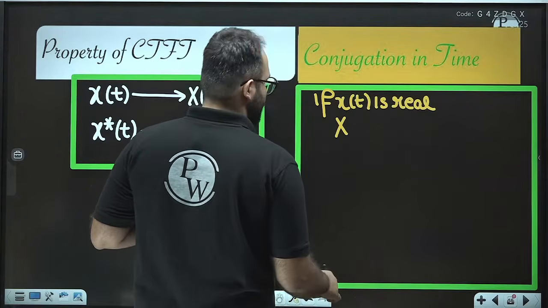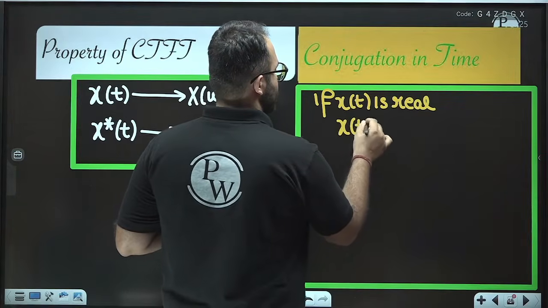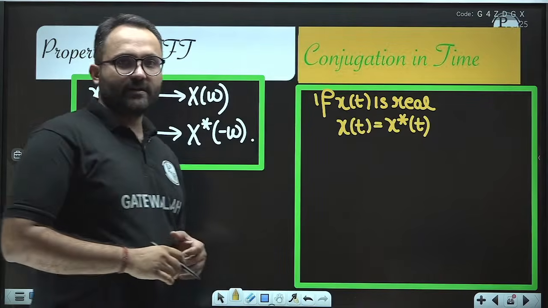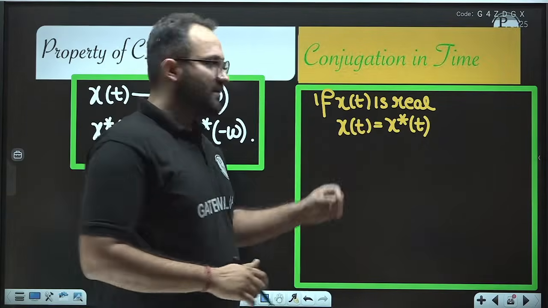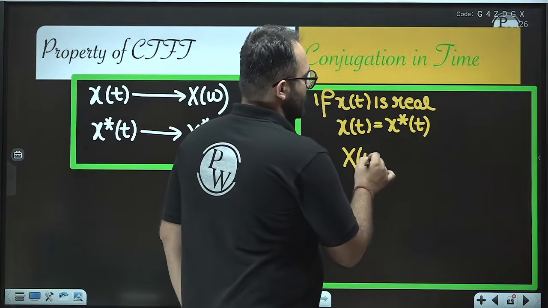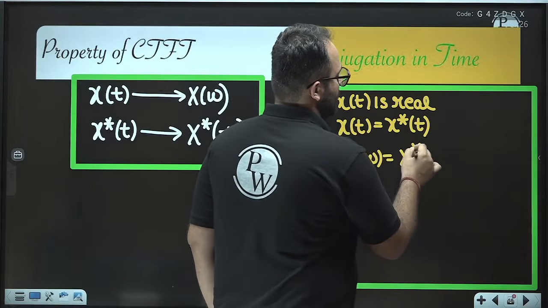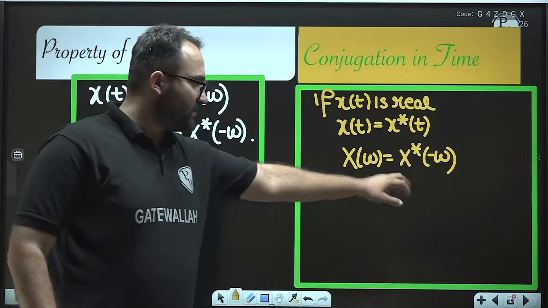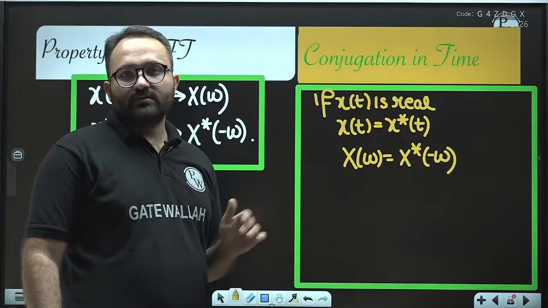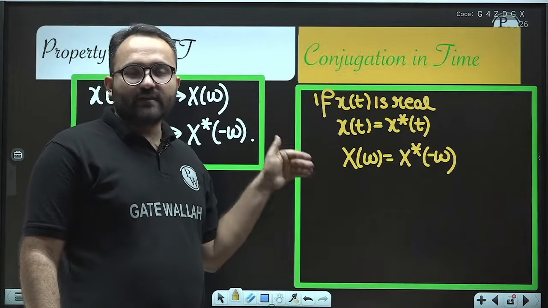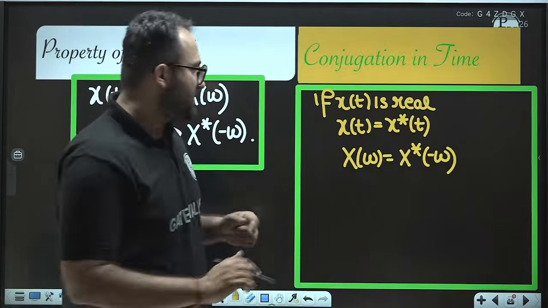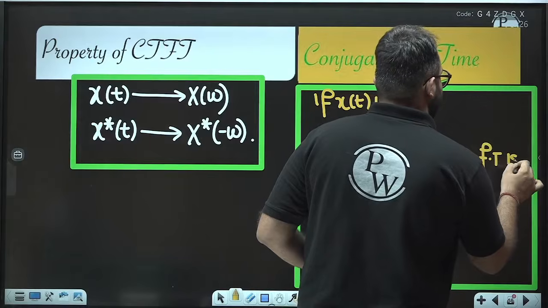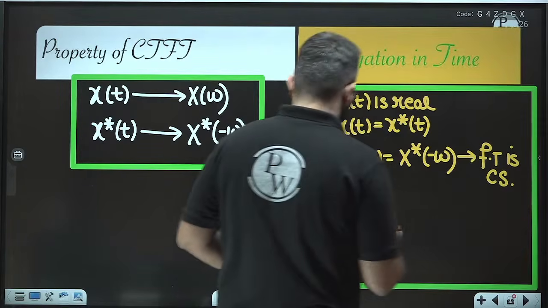So if x(t) is real, then x(t) is equal to x conjugate (t). So from this property we can say that X(ω) will be equal to X conjugate (-ω). If you remember this equation, we have seen it in chapter 1. This equation means X(ω) equals X of (-ω) conjugate, that is, the Fourier transform is conjugate symmetric.